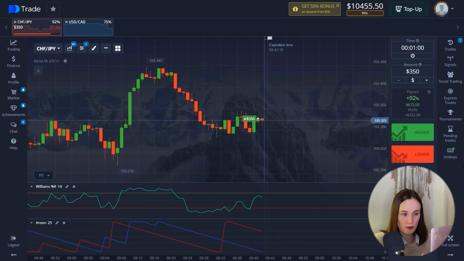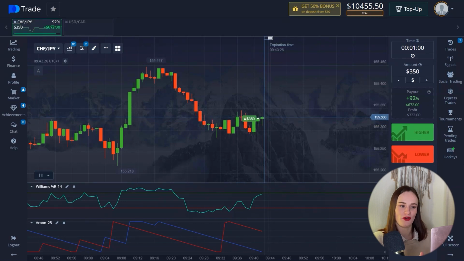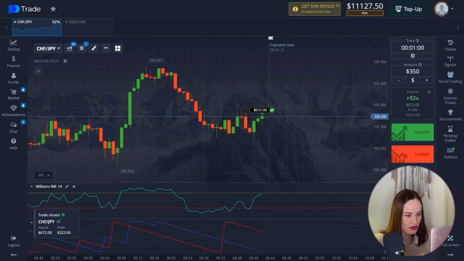A simple moving average becomes a reliable and profitable trading indicator if you follow the following set of rules. But about this in a second, because now the completed deal has replenished our pocket by another $322.